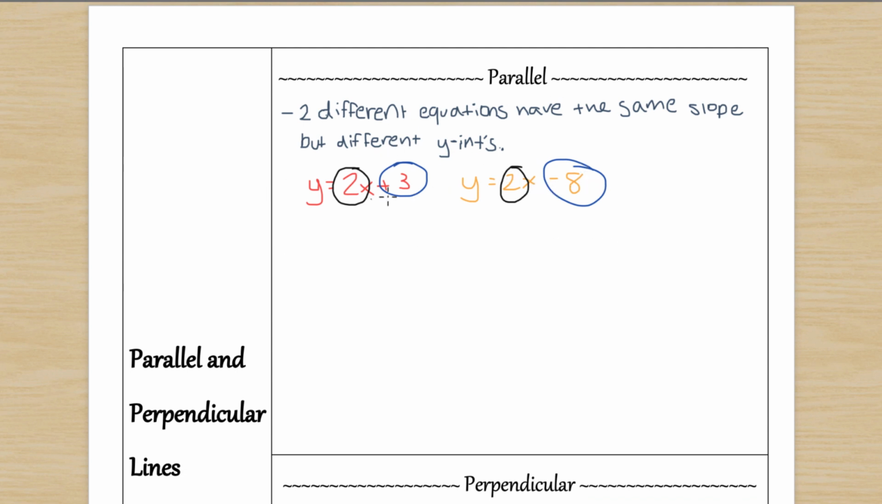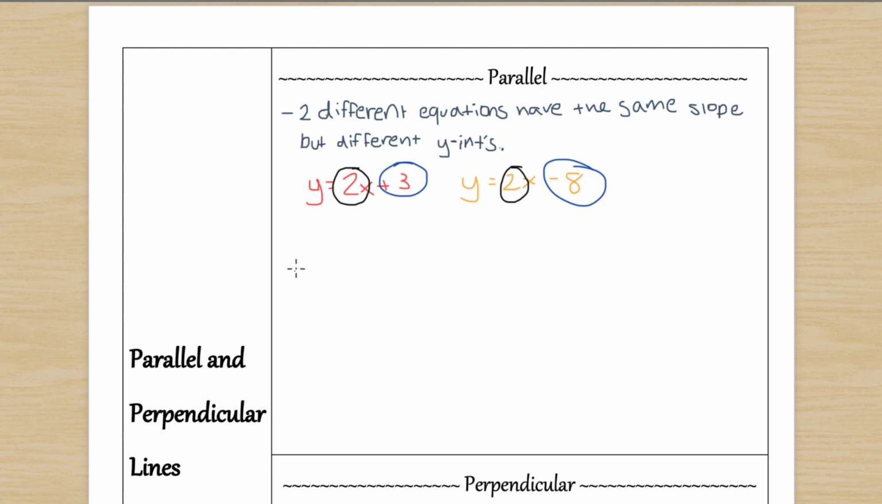parallel. So as long as the slope is the same, which in this case is 2 for both, the y-intercept can be anything else. Just the slope has to be the same. And the y-intercept cannot be the same for both equations, because then that's just the same equation.